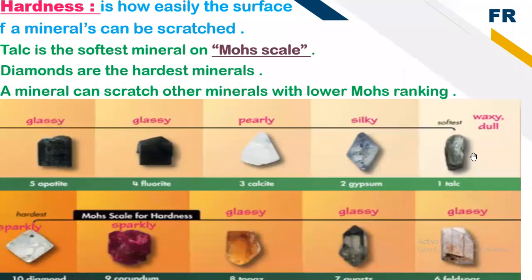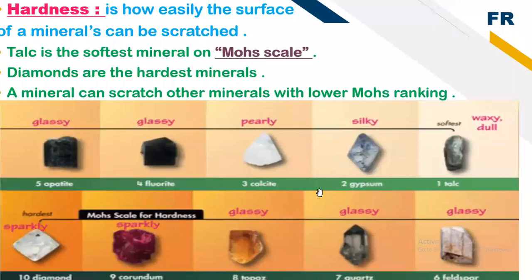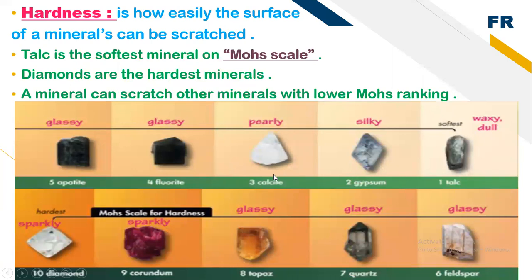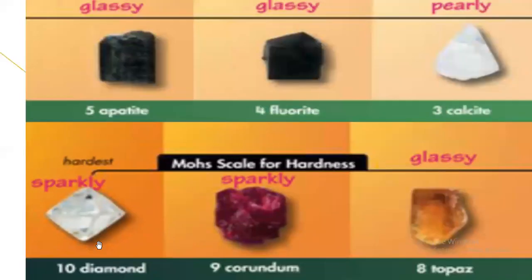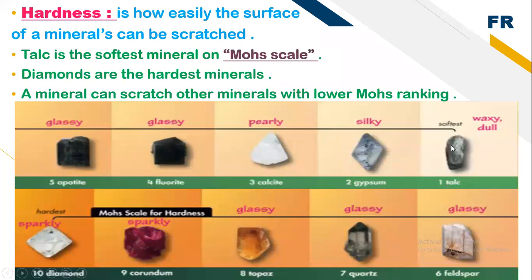The softest mineral we have here is talc, then gypsum, the third calcite, fourth fluorite, number 5 apatite, then feldspar, quartz, topaz, corundum, and diamond. Diamond is the hardest mineral. In fact, the machines they use to dig in the ground to get oil have a head made of diamond because it's so hard.